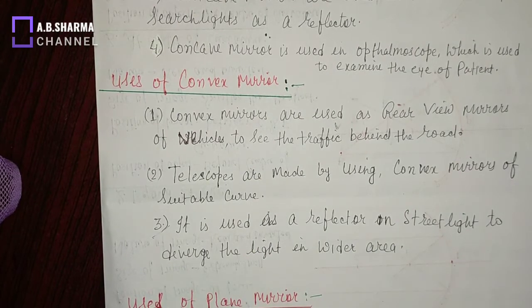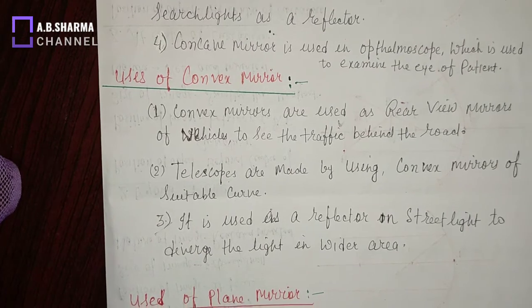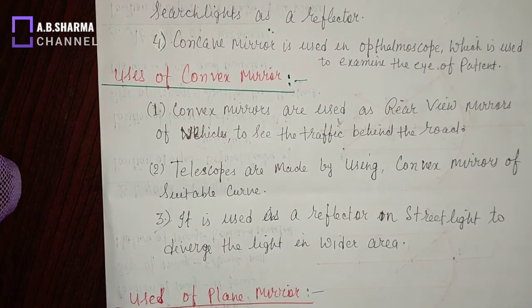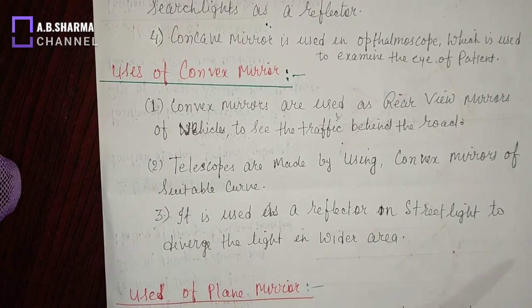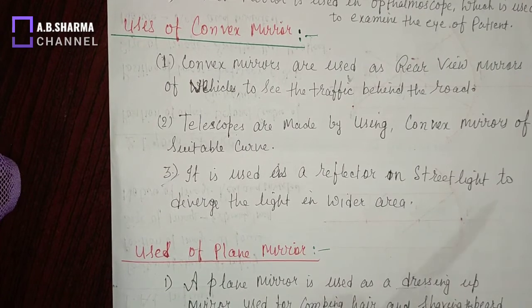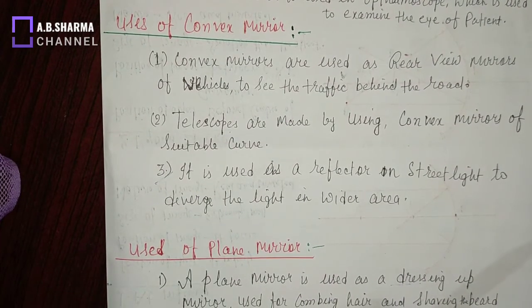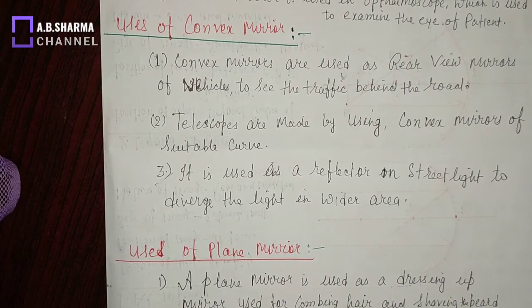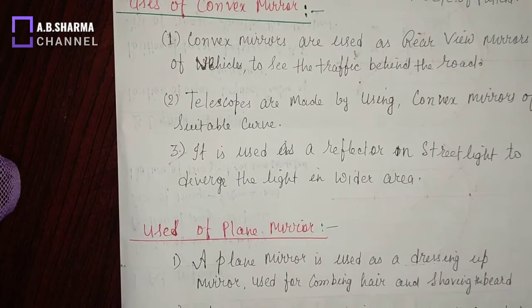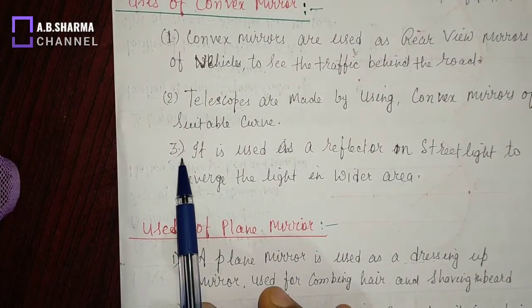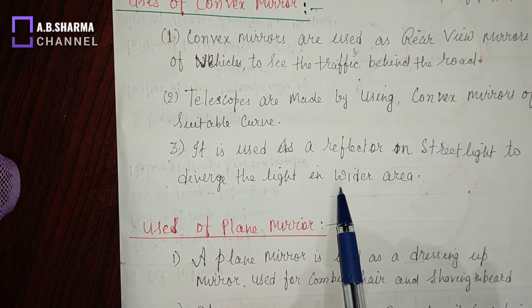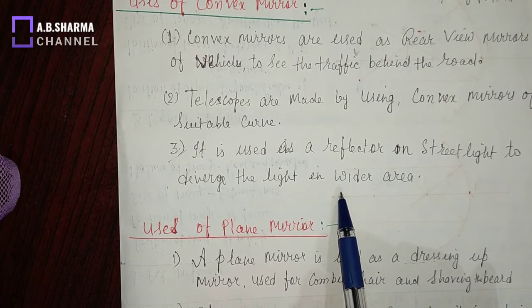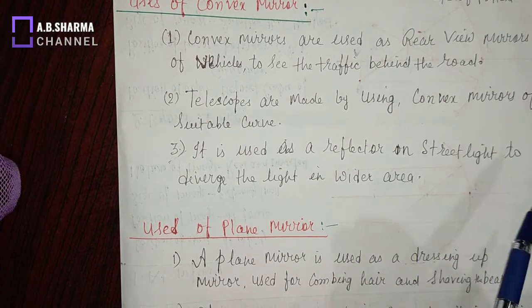Telescopes are made by using convex mirrors of suitable curves. That is, convex mirrors are taken to make the telescopes. Third, it is used as a reflector on street lights to diverge the light in a wider area. Means convex mirrors are diverging mirrors, so it is used in street lights. It diverges the light in a wider area.